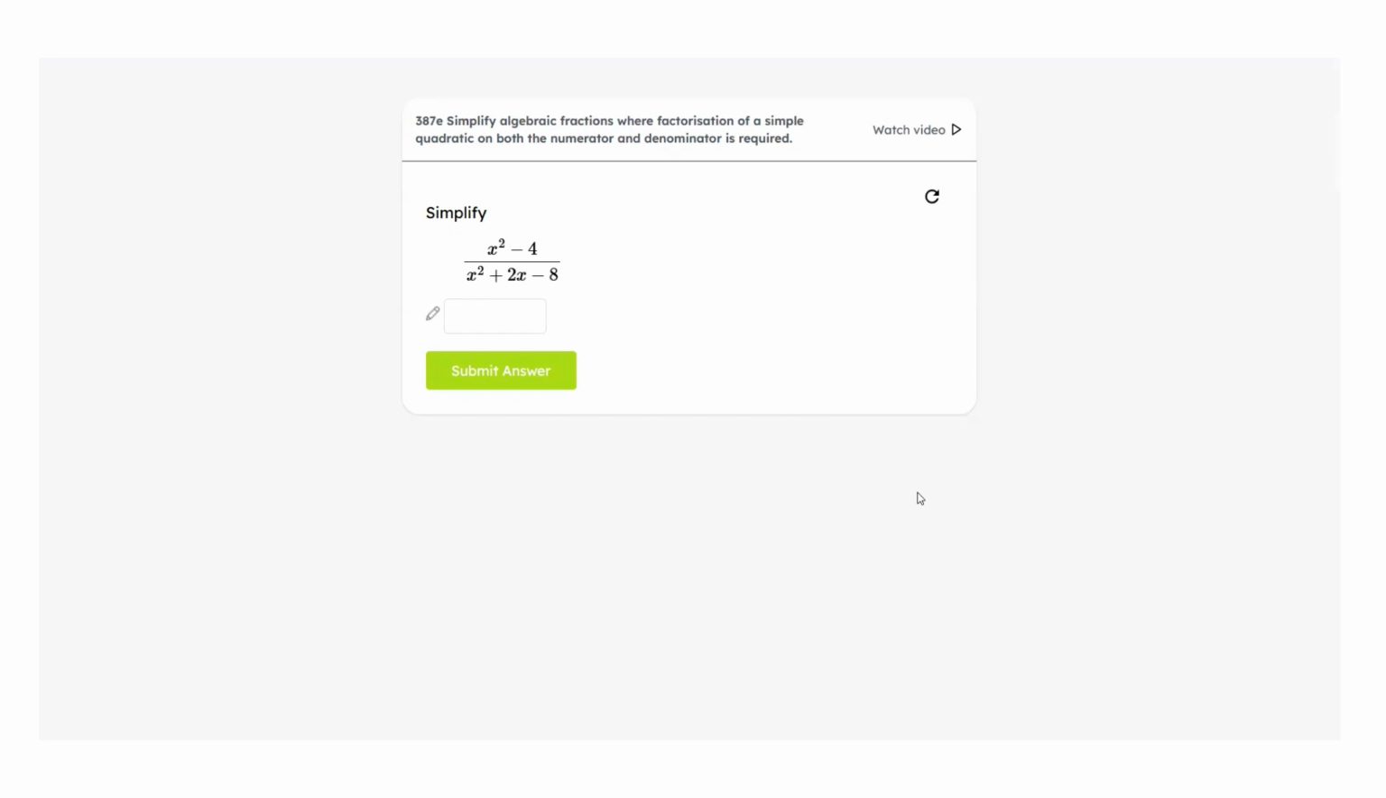Hello students, do you know how to simplify this expression? If you don't know, let's start with it. To simplify this expression, we have to factorize both the numerator as well as the denominator.